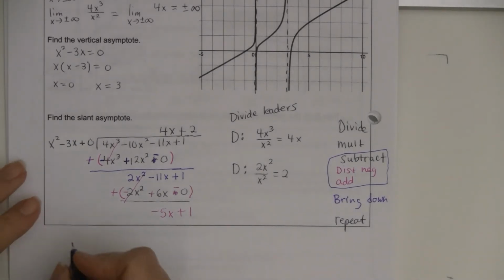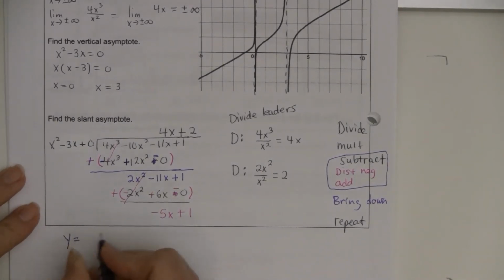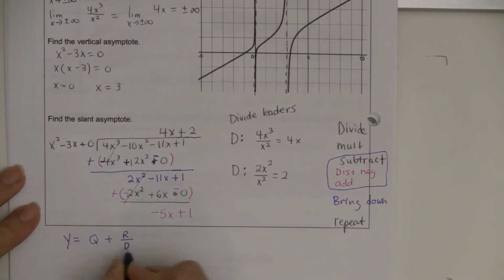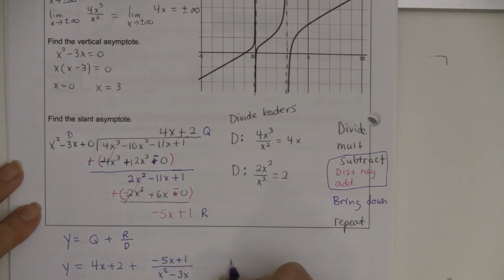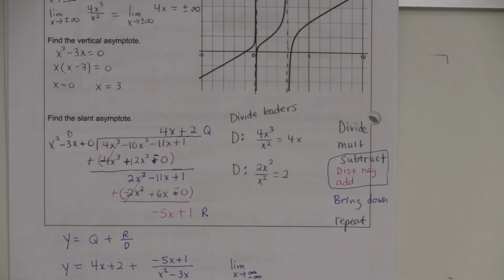So that means that y could be written like this: the quotient plus the remainder over the divisor. So this right here is our quotient. So y equals 4x plus 2 plus our remainder. Here's our remainder, negative 5x plus 1, over our divisor. And there's our divisor, x squared minus 3x. And what we're looking at is the limit of this as x goes to plus or minus infinity, right? So to plus or minus infinity.